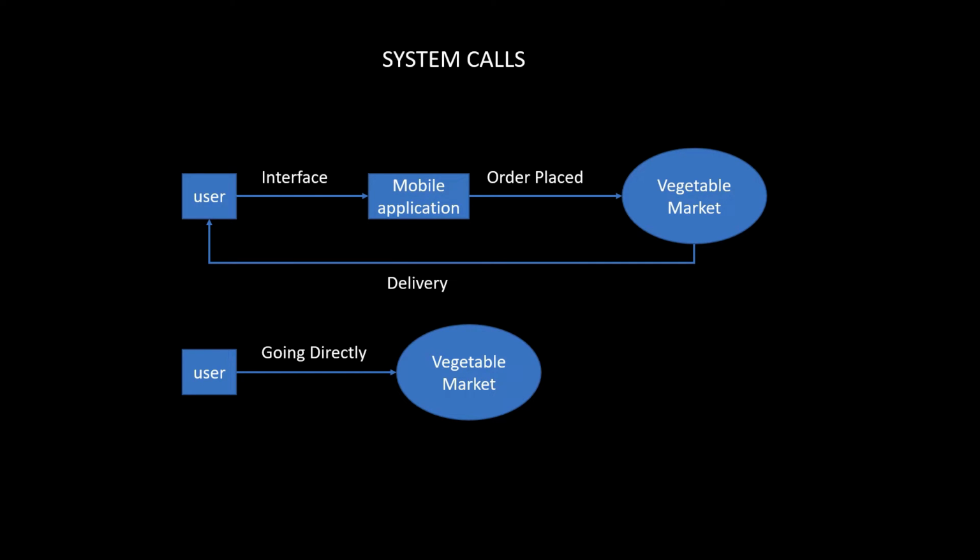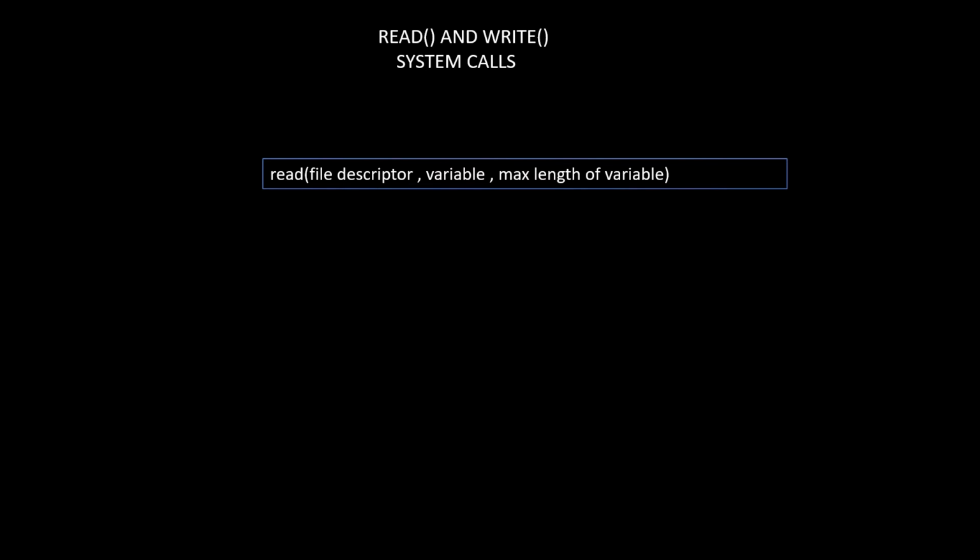So we have several different system calls. In this lecture, we're going to cover the read and write system calls, and there are other system calls that we will cover in other lectures. Coming to read and write, first we take the read system call. In the read system call, the first parameter is the file descriptor. This file descriptor has different values stored in a table, and there are different functions for different file descriptor values.